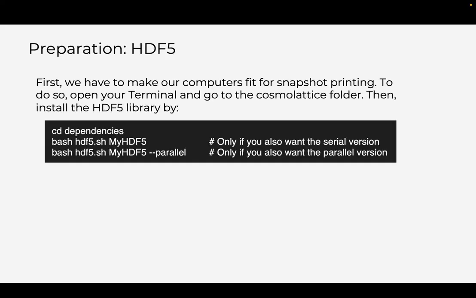Before we go to concrete examples, we have to do a bit of preparation. So maybe if you haven't done it, we need to make your computer ready for this HDF5 library. What you need to do is go to this dependencies folder and install your HDF5 library. Either this first part here, in case you're using the serial version, or you have to add this flag if you have the parallel version, right?